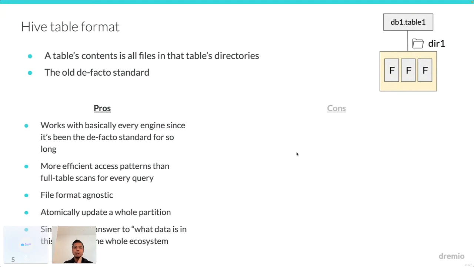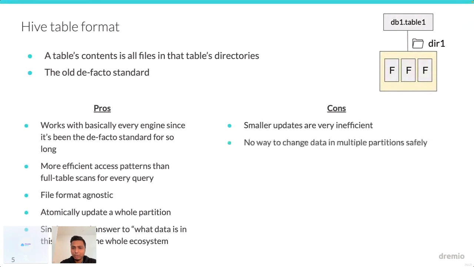But Hive also brought in certain disadvantages, like smaller updates were inefficient, right? Because you can only atomically update a whole partition. If you only want to change a few rows, and a lot of times, then it's very inefficient. Also, you had no way to change the data in multiple partitions safely. So basically, no atomicity guarantees if you want to insert a row in two different partitions. You cannot possibly do that without those atomicity guarantees in Hive. And the same thing goes with multiple jobs, multiple engines trying to modify the same data set. They're not safe for those guarantees and trust in the data.